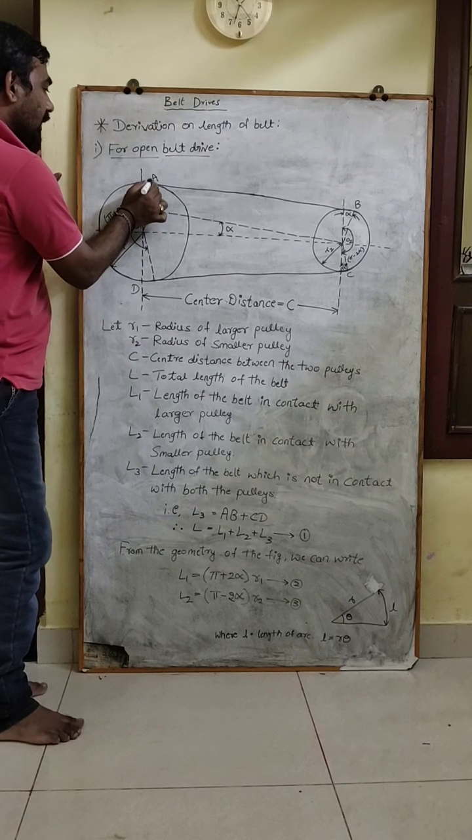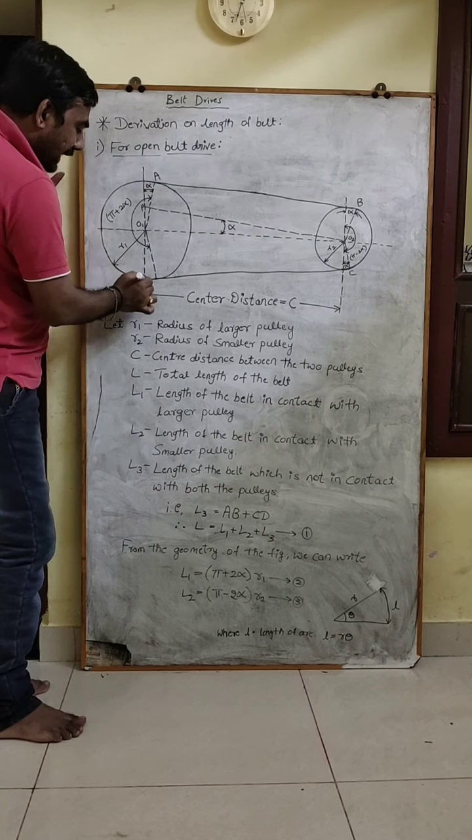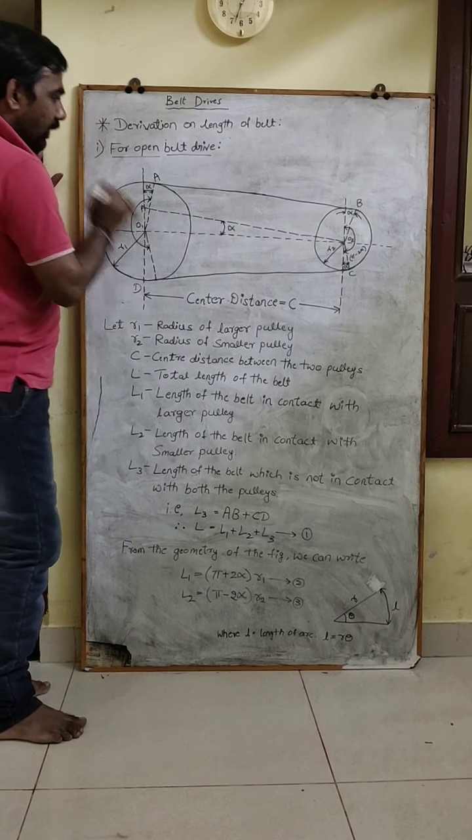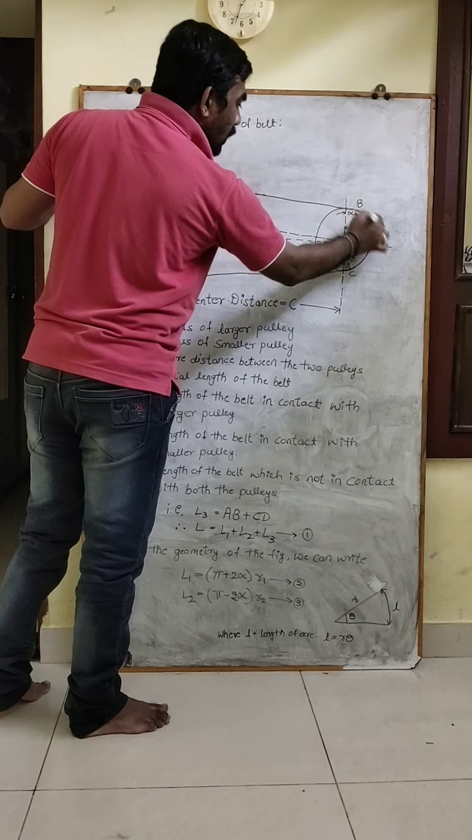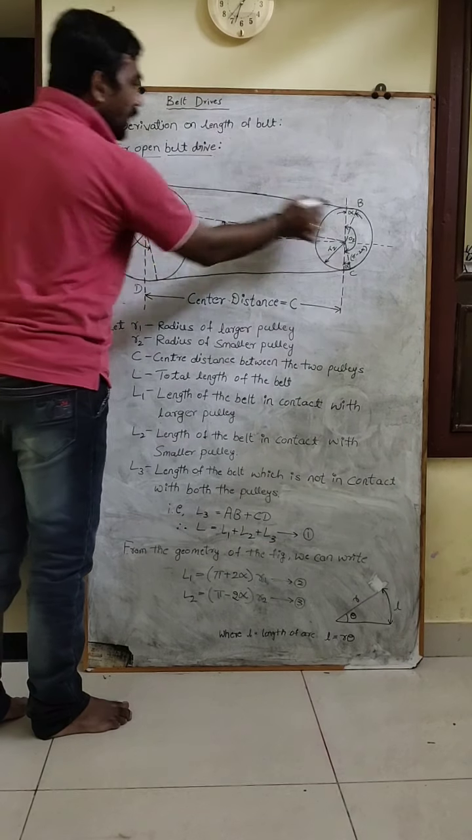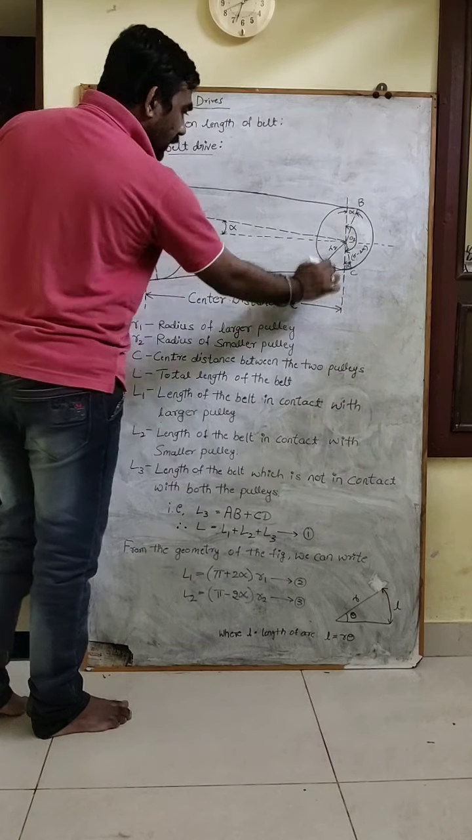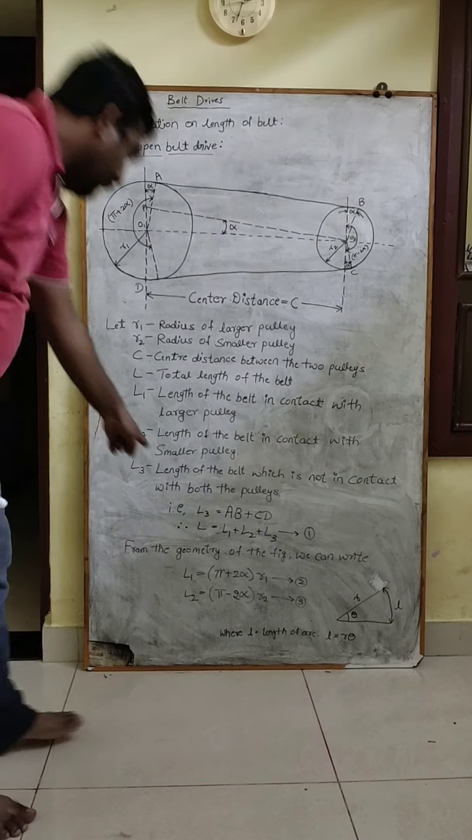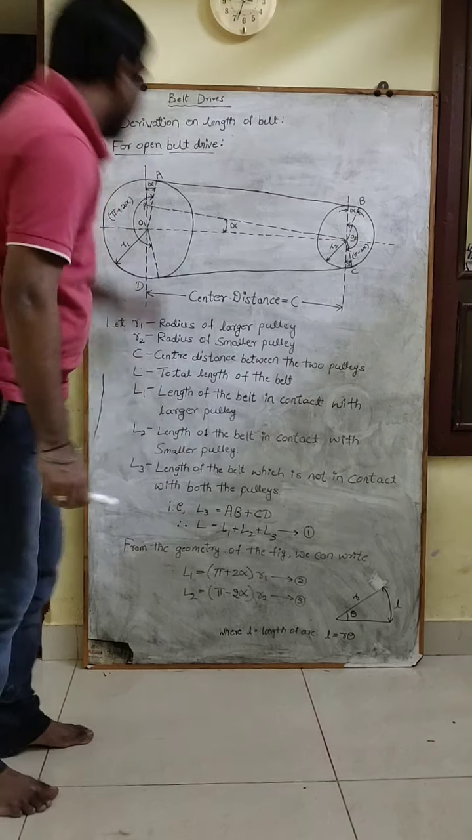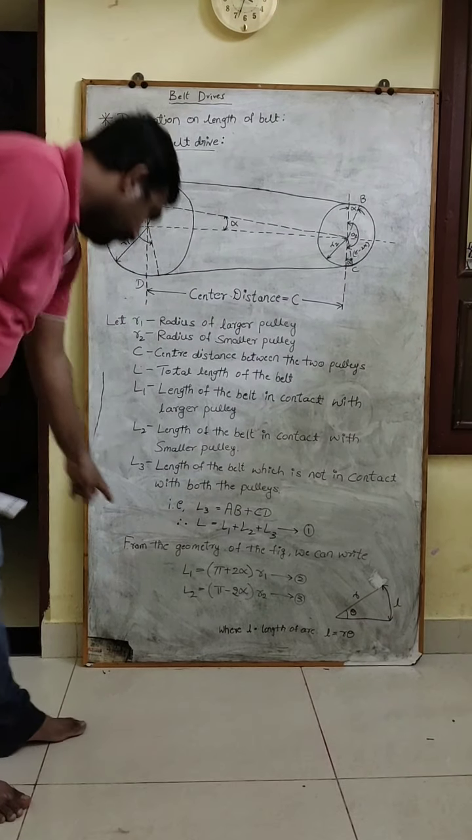Just look at this one. This is the larger pulley. From here to here, you can take L1. L2 means from this point to this point. And L3 is from A to B and from C to D. So L3 equals AB plus CD, because it is not in contact with either pulley.